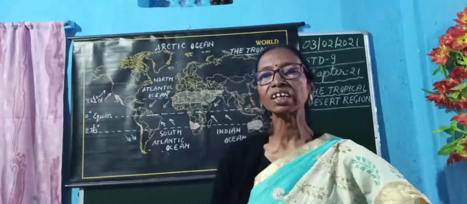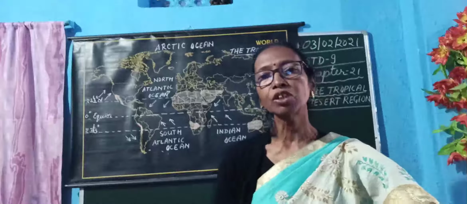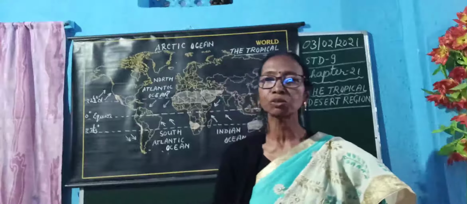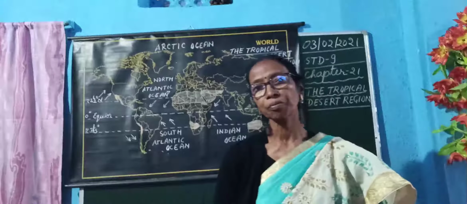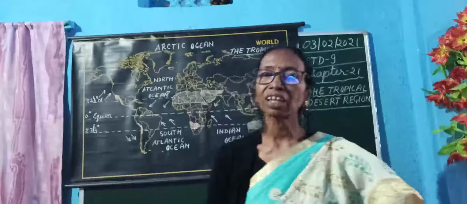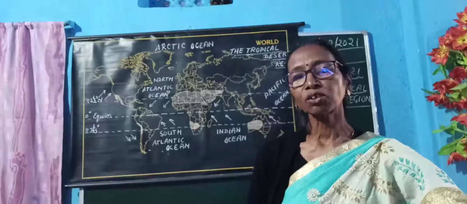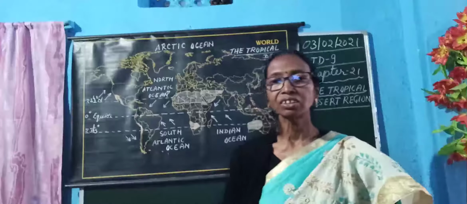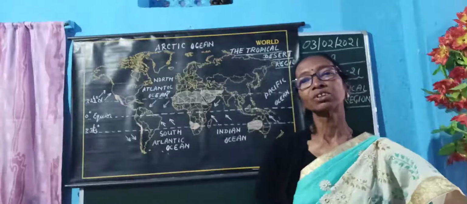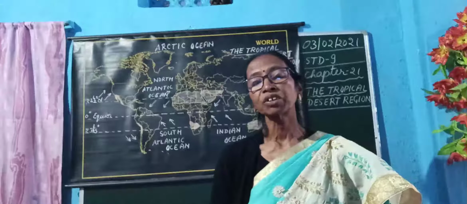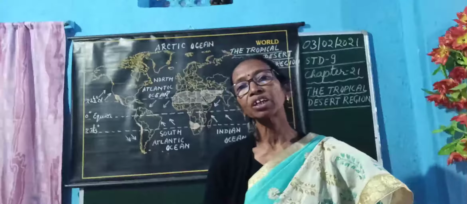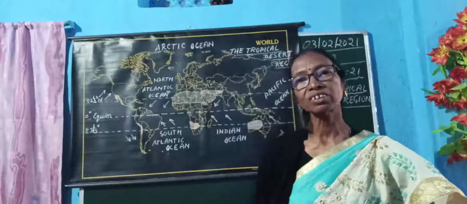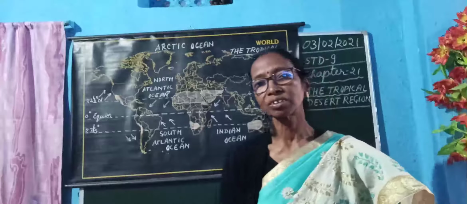Annually, the mean temperature is about 30 to 40 degrees Celsius, and sometimes it is more than 50 degrees Celsius. One place, Al Aziza, has recorded about 58 degrees Celsius temperature. In Pakistan, Jacobabad has also recorded about 51.7 degrees Celsius temperature. So, these hot deserts are the driest parts of the world.